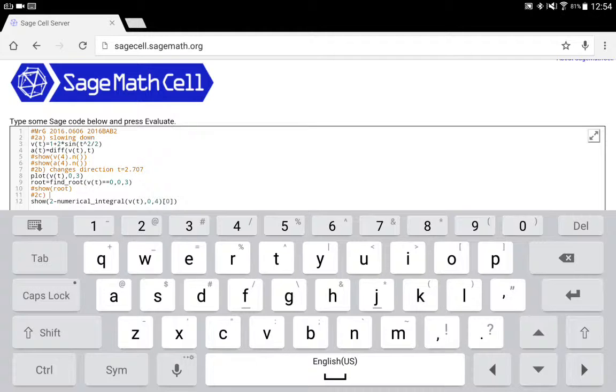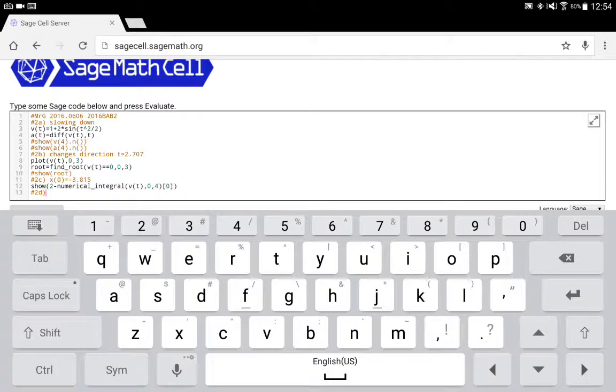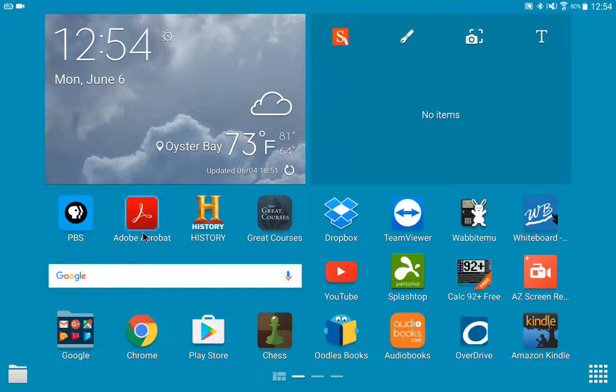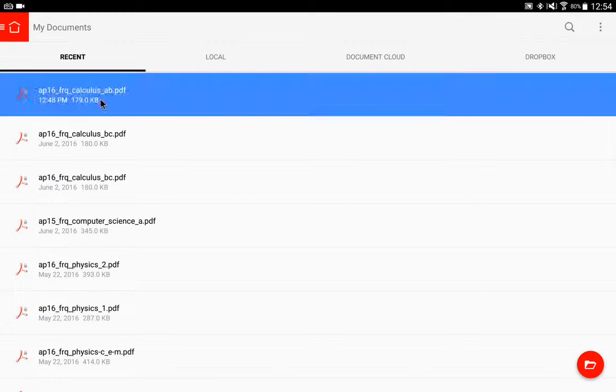Okay, what is it now? We got x sub 0 is about negative 3.815. I don't have a decent symbol for about, but there you go. All right, so let's do 2D. And let's see what 2D is. Come on, 2D. And stay in the file.